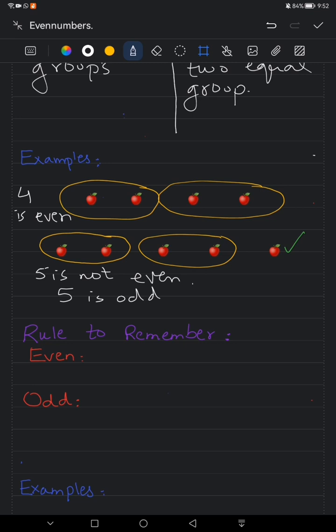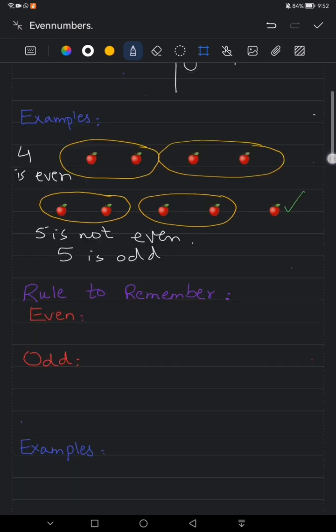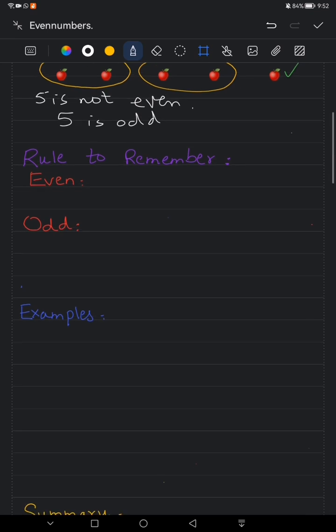Now there is a very simple trick to differentiate between even and odd numbers. The last digit in even numbers is always 0, 2, 4, 6 and 8. So even numbers always end up with 0, 2, 4, 6 and 8.